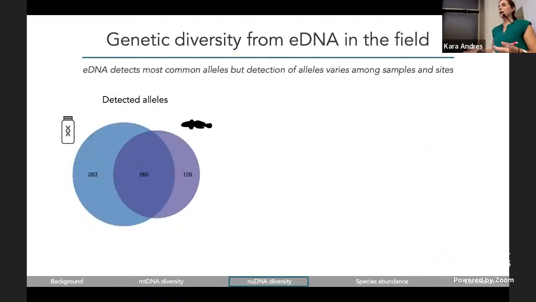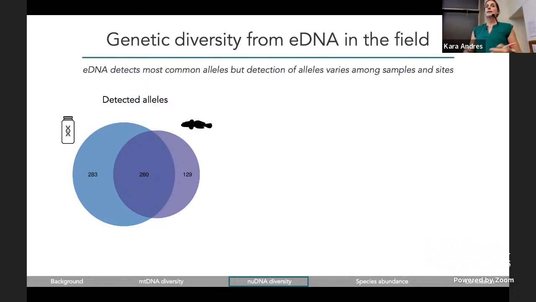But what we found was that we can, in fact, in real field settings, recover these microsatellite alleles. So between the eDNA and the genotyped individuals, we were able to recover 260 of the same alleles. There were several alleles that we only detected by genotyping individuals and several alleles that we only detected with environmental DNA. When I looked a little bit closer, the majority of these alleles were really rare. They were either really rare in the genotyped individuals or really rare in the environmental DNA samples. So again, this highlights that it can be really difficult to distinguish between what's true low-level genetic variation or rare alleles and what is perhaps some sort of error or contamination in the sample.